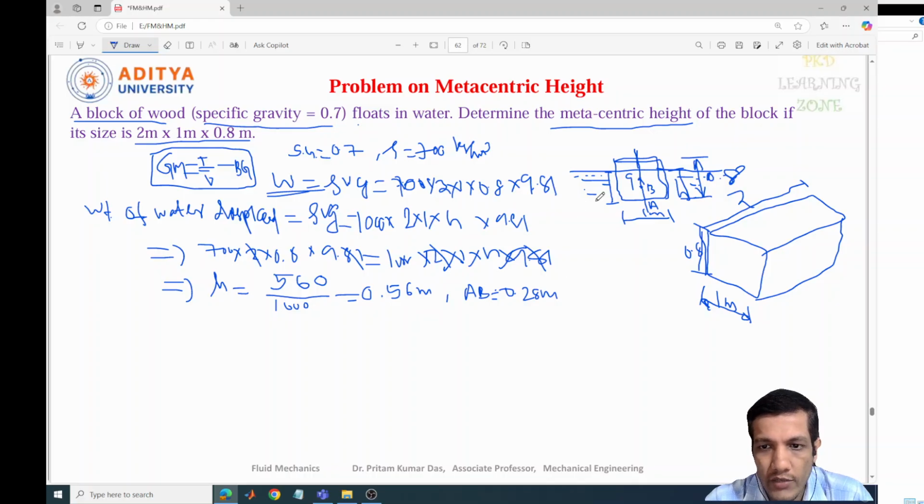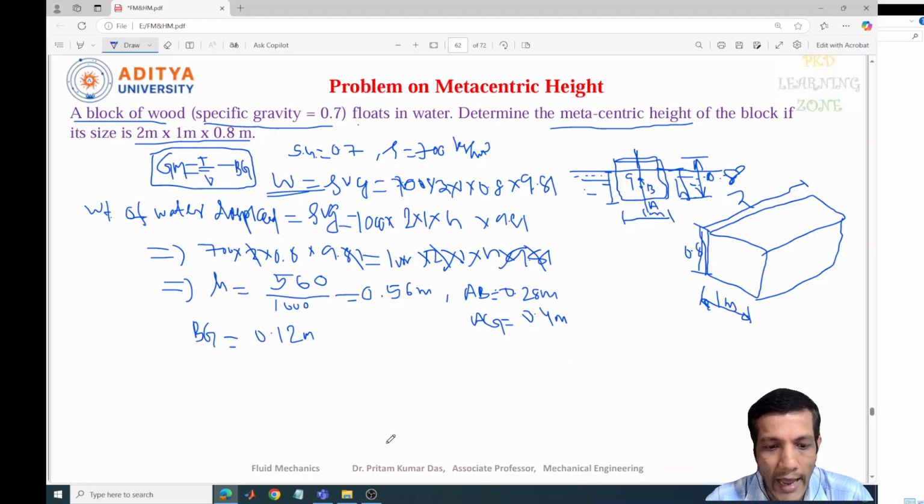Okay. Now the total height is how much? 0.8. So center of gravity we can find out, A to G point. Now A to G is nothing but half of this object. The distance from this center of gravity to the base point is nothing but 0.8 divided by 2. So that will be 0.4 meter. Okay. So now we can find out the value of BG, the distance from the center of buoyancy to the center of gravity, equal to AG minus AB. So that will get 0.12 meter.